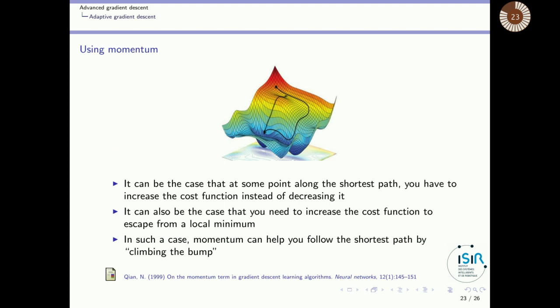I wanted to say a last thing about momentum. I won't cover all the adaptive gradient techniques. Okay, but about momentum, I want to say something. It can be the case that at some point along the shortest path, you have to increase the cost function instead of decreasing it. It's also the case that you might be interested in increasing the cost function to escape from a local minimum so as to go into a deeper one. Okay. So in such a case, momentum will help you follow the shortest path by climbing the bump.